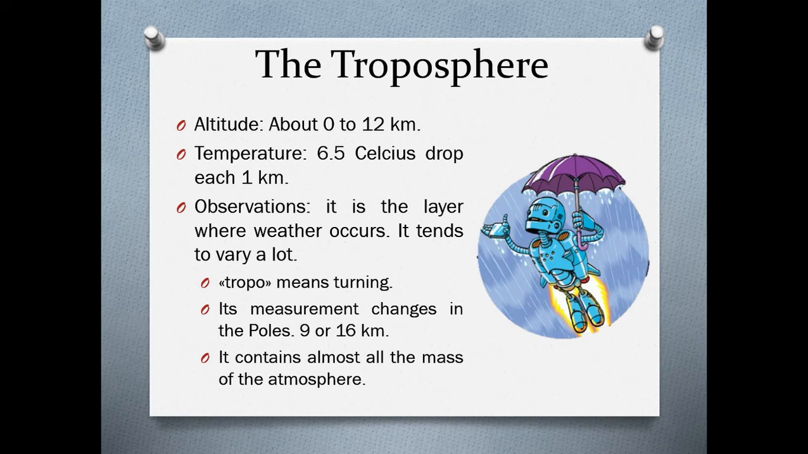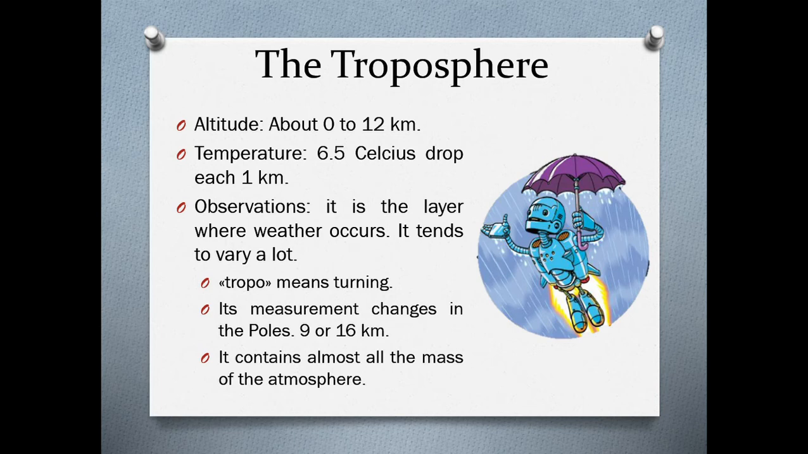For example, in Xela, we have a pretty cold weather, and it's not that rainy. But if we go to Retalhuleu, for example, we're going to find that it's a way warmer weather, and of course, we can find a lot more rain there. Okay, continuing with the observations, we have a small term in there which is tropo. That means turning or changing.